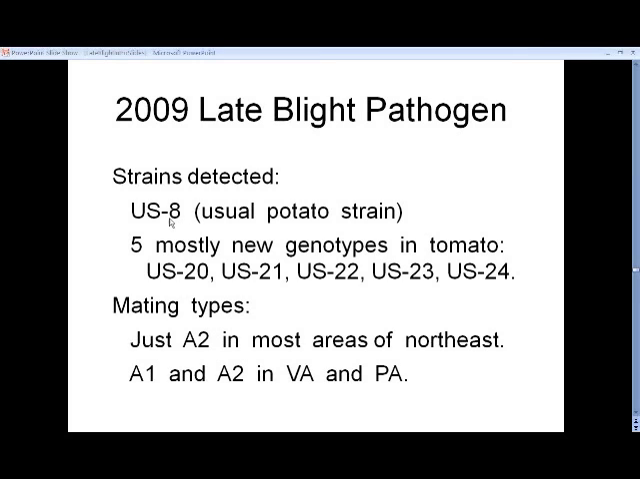Last year, we had detected our usual, what we call the usual potato strain, this one that's been named US 8 that's been occurring in Maine the past few years. That one occurred again, but we had 5 mostly new genotypes that had not been seen before, and they were all on tomato. In most of the Northeast, it was this US 22, but a couple new strains that occurred. Most of these genotypes, most of these strains that we were detecting were one of the mating types. The second mating type was detected in a couple areas. No evidence yet that we've got oospores forming in the U.S., but it does show us that that possibility is there. It's knocking on the door that one of these days those two opposite mating types may by chance come together and we'll have oospores formed.